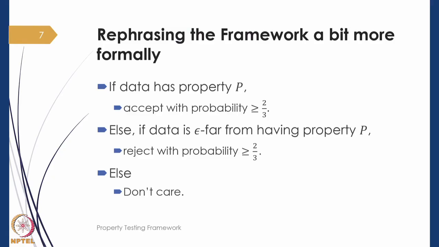So now that we have defined the notion of being epsilon far from having a property P, let's rephrase the property testing framework a little bit more formally. If the data has property P, then we would like our property testing algorithm to accept with probability at least 2/3. Otherwise, if the data is epsilon far from having the property P, then we would want our algorithm to reject with probability at least 2/3. Otherwise, we don't care. And of course, all this has to be done with as few queries as possible.